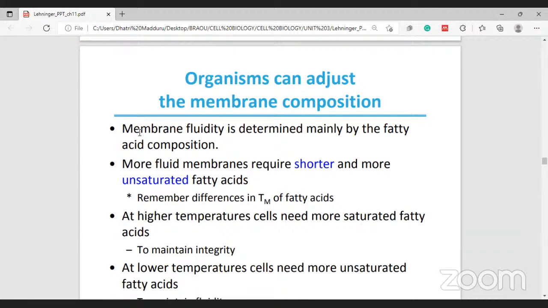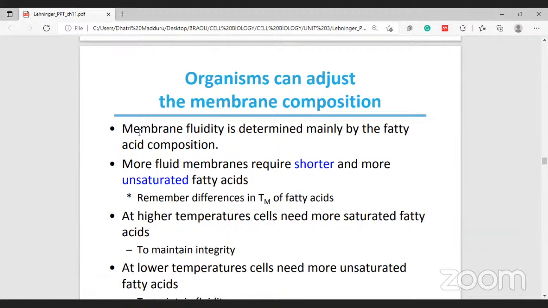And again after some 10th position, again one double bond. Again it will bend in the other direction. So that means instead of completely straight, now it will form a wider structure with more bends. As the number of double bonds increases, that will become wider. Therefore, the space between different fatty acids will increase. When it increases, what happens? There will be more fluidity.